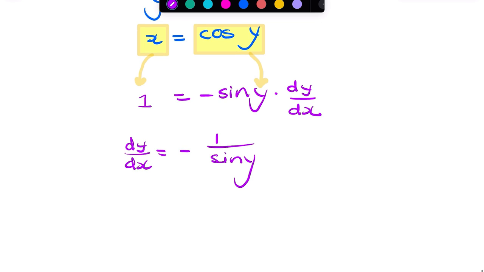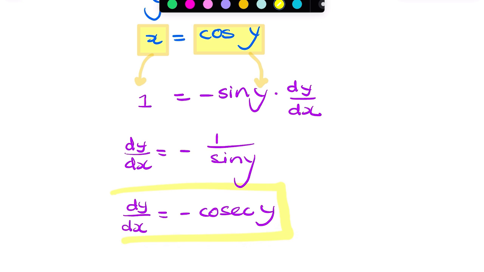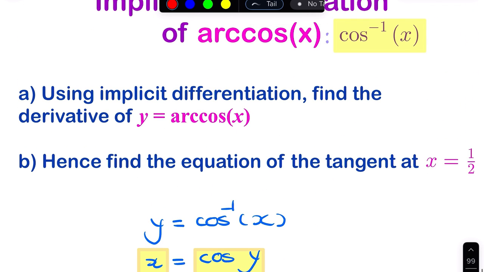And that's another way of saying minus cosecant y. So that was actually easier than it looked. We managed to find the derivative of the arc cosine function. So that was part A.